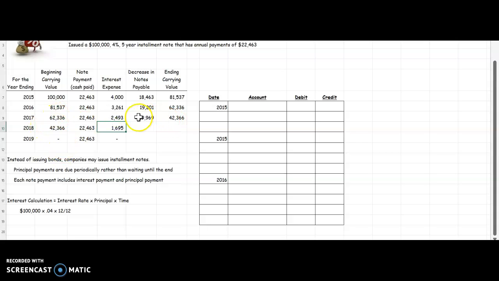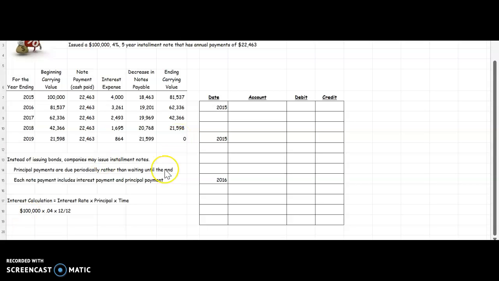I just didn't use a formula for that. So, okay, there we go. And as you can see at the end of 2019, my note balance is 0 because I had paid off this loan.